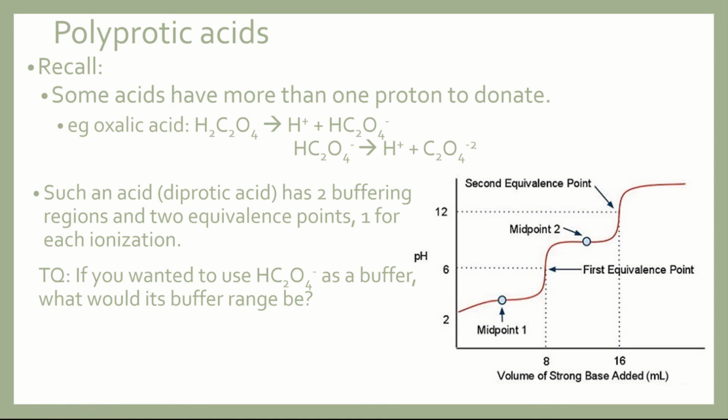So a quick question, if you wanted to use HC2O4 negative as a buffer, what would its buffer range be? Well, it's certainly above 6. Call this 7, so somewhere around 8. A pH of 8, it looks like, is where this would be the best buffer. It would hold your pH around 8.